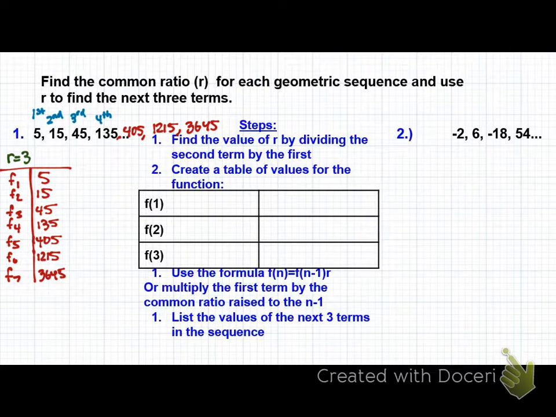Okay, so number 2, talk to your neighbors. What pattern do you notice about number 2, okay? Number 2 is up there. What's the common ratio? What would your table look like? And what would the next numbers look like? Okay, go.